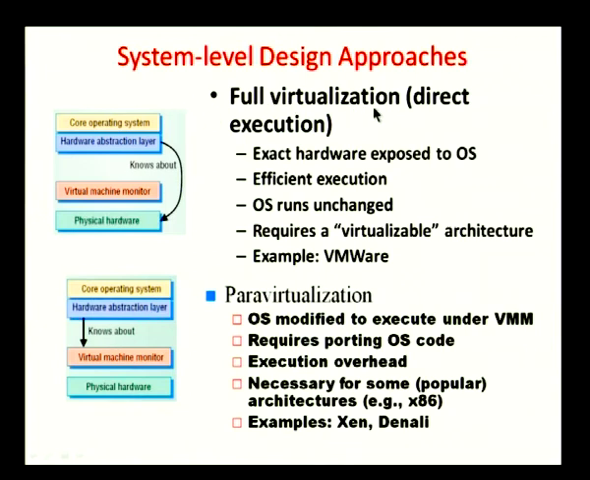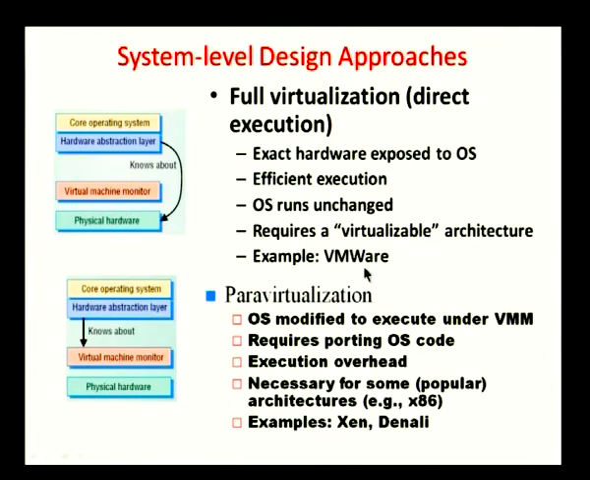Whenever you consider full virtualization, you can have direct execution. Here the virtual machine is created. This virtual machine monitor is placed over the physical machine. The virtual machine knows about the actual physical hardware and it can execute all those things. That is why the exact hardware is exposed to the guest OS itself, it is efficient in execution and the OS runs unchanged. That is the main difference. Full virtualization means the OS is not getting modified. It requires the virtualizable architecture, as we have seen according to theorem 1 of Popek and Goldberg.